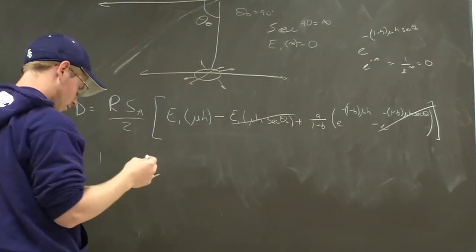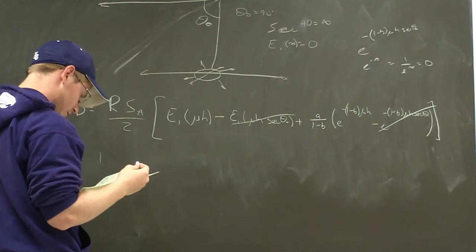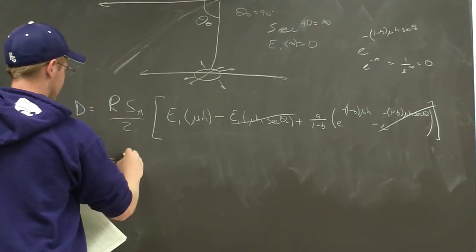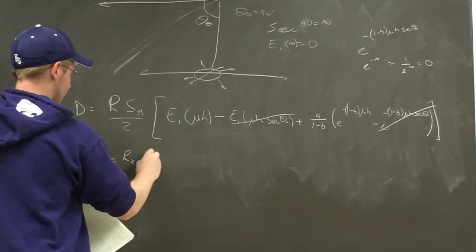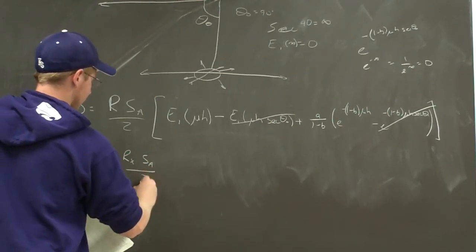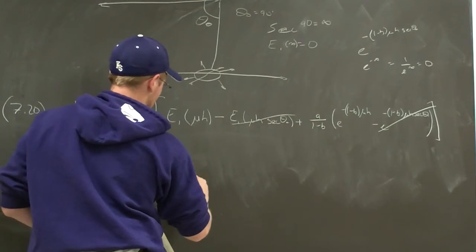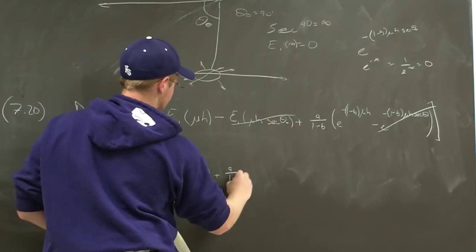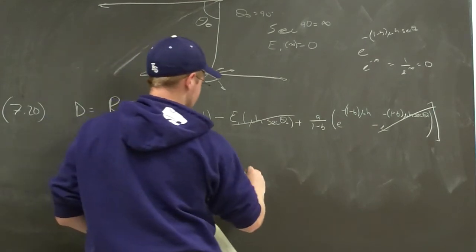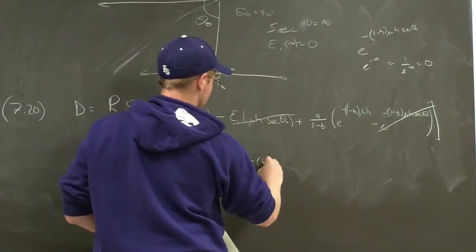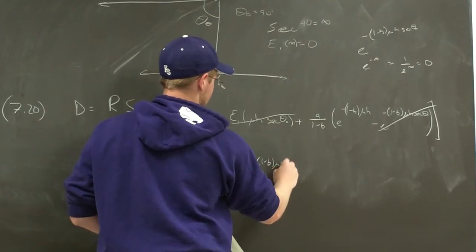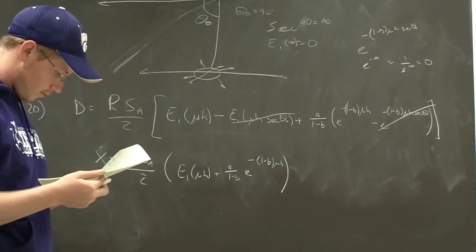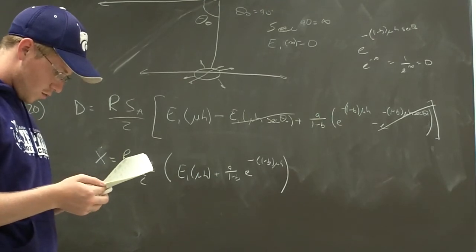So what are we looking for? What type of exposure? Oh, exposure. Exposure rate is equal to response function of exposure, times area source, over 2, times E1 of mu h plus a times (1 minus b) times e to the negative (1 minus b) mu h. And what is SA? Don't know, so we can find out.